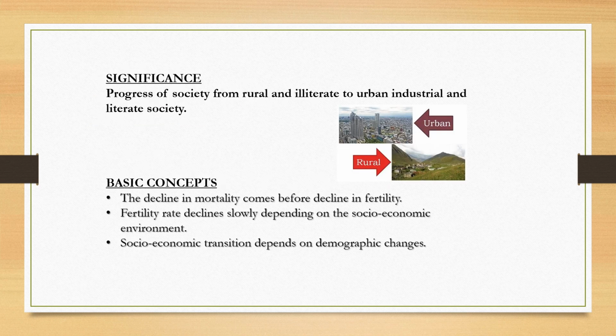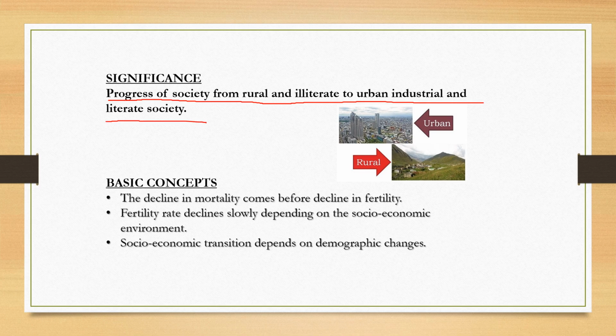So what is the significance of the theory? This theory explains how a society actually transforms from a rural society to an industrial urban society, and how the demographic pattern or changes totally depend upon socioeconomic factors. So from that point of view, this theory plays a very significant role. I have written, you read: progress of society from rural and illiterate to urban, industrial and literate society.